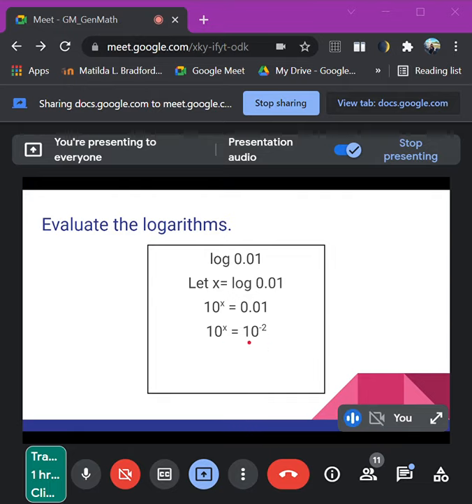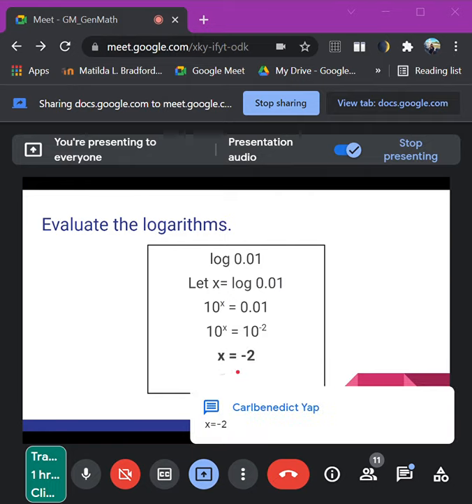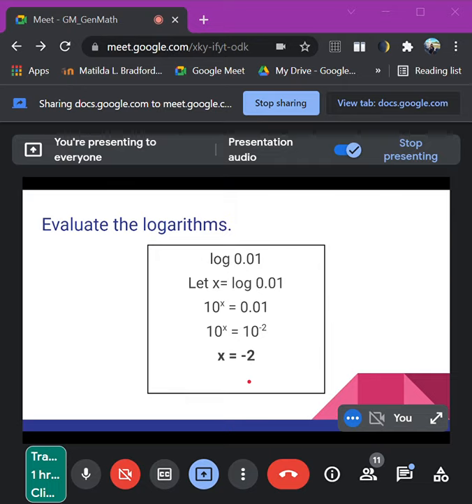So you have there 10 raised to the power of negative 2, and then on the next step, class, bring down the exponent, so your x is equals to negative 2. Very good, Carl. Okay. Now, you have there your final answer. The logarithm of 0.01 is equals to negative 2. Questions for this example?